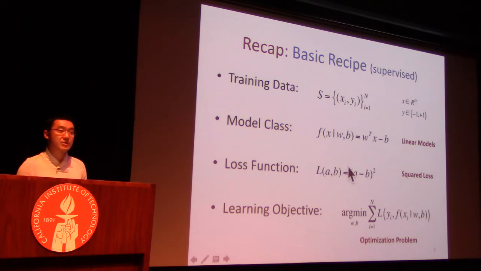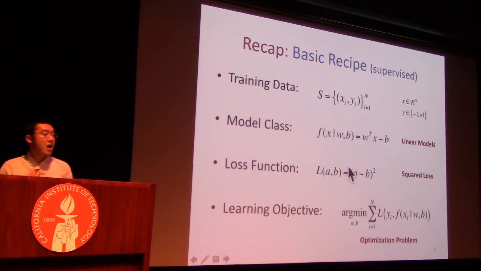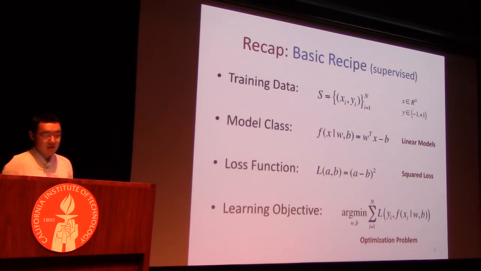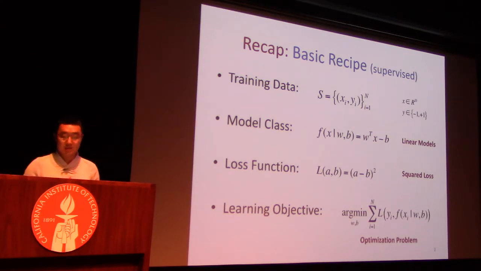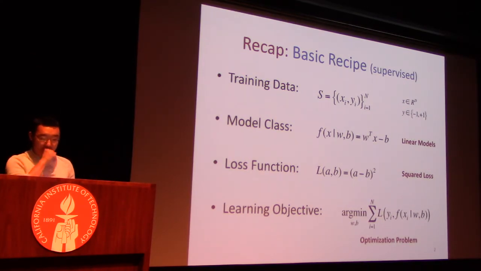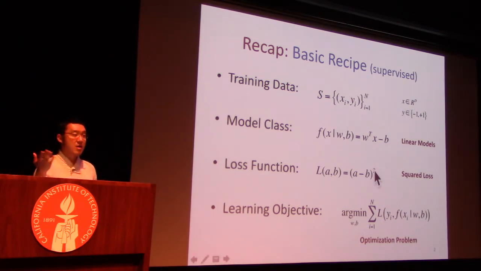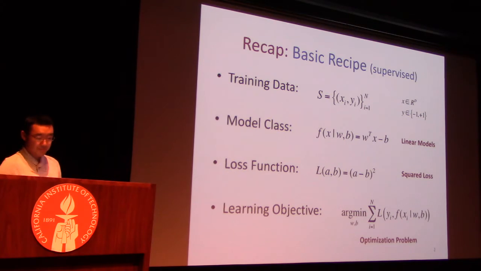We choose a loss function that quantifies how poorly our prediction is mismatched with the ground truth. For simplicity here, we're going to look at square loss, where the penalty is simply the square deviation of the prediction versus the ground truth.